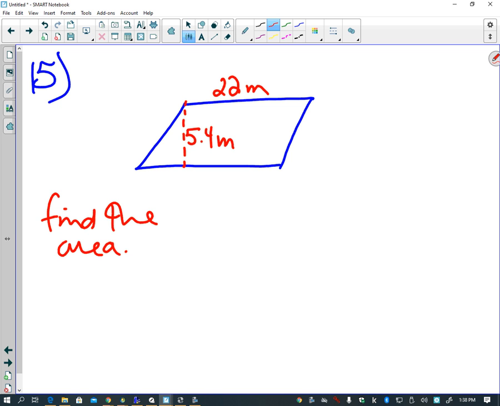In the first 12 questions, I don't remember off the top of my head how many of them you need to go back and plug in. Okay, so we need to find the area of this parallelogram. How do I find the area of a parallelogram?